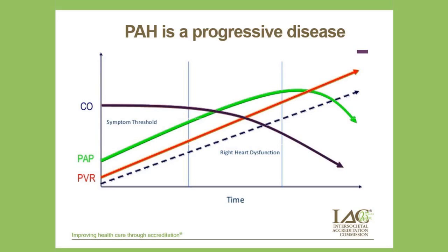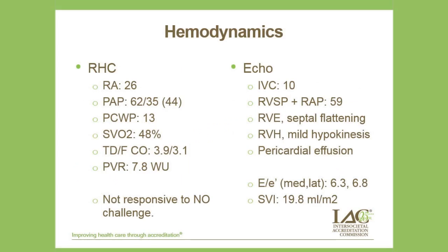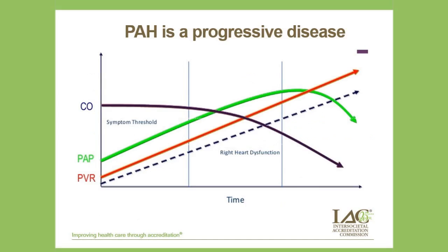I forgot to mention to you that on that echo, her stroke volume index was also markedly reduced at 19.8 milliliters per square meter. So this patient had a severe pulmonary arterial hypertension, normal left-sided filling pressures, therefore not likely to be HFpEF, although one must say that this is in the setting of resting hemodynamics.